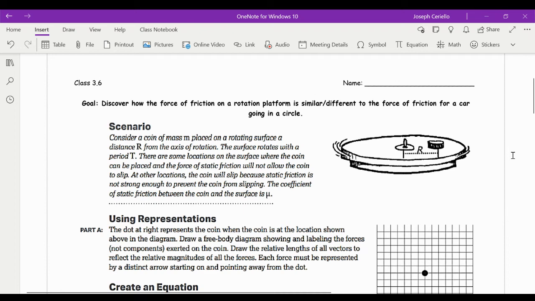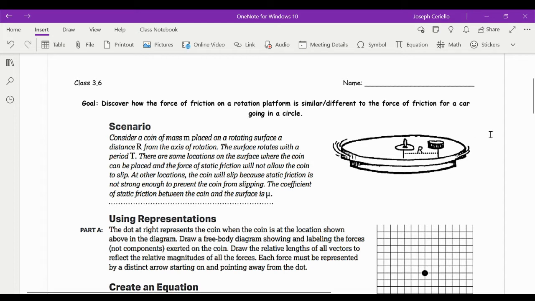Everyone looking at 3.6, this is going to be the last class notes we do in this unit that don't have to do with gravity or orbits. Some things we're going to see here are going to look very similar, and they are very similar to other topics that we've covered in this unit. You're going to see some equations pop up again, but they are going to be a little bit different.